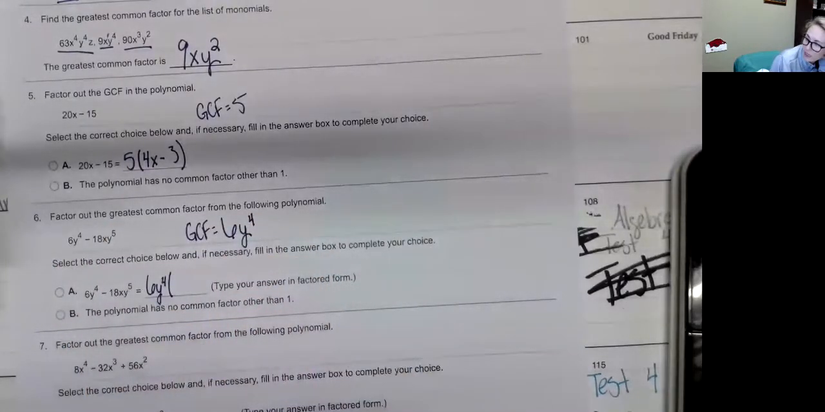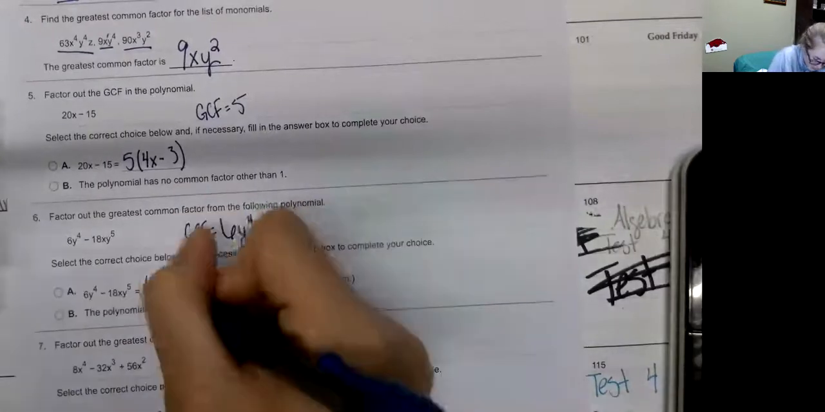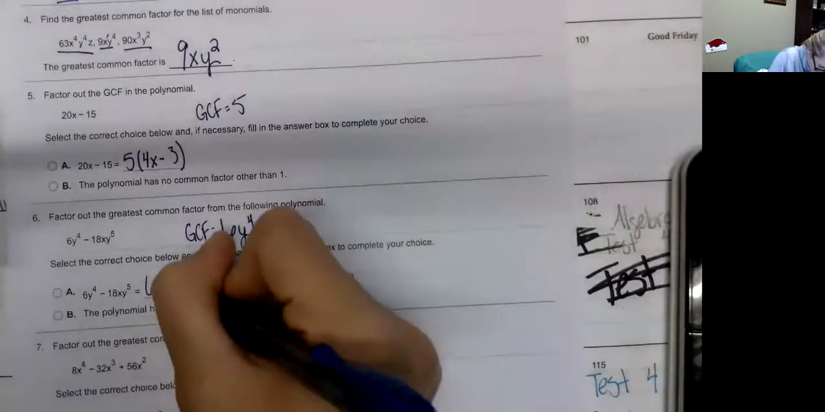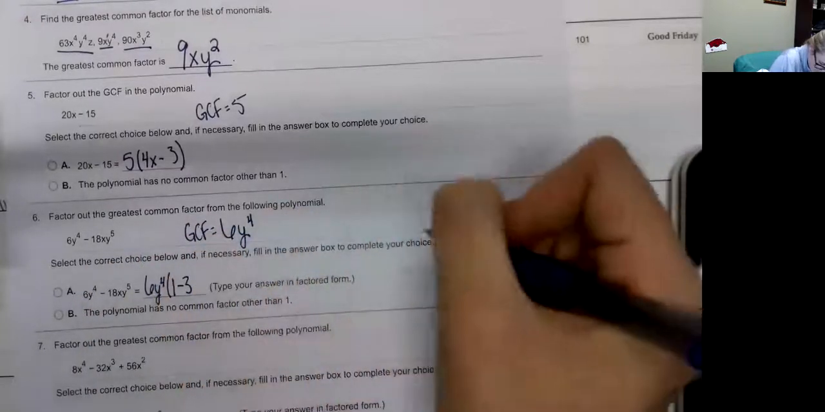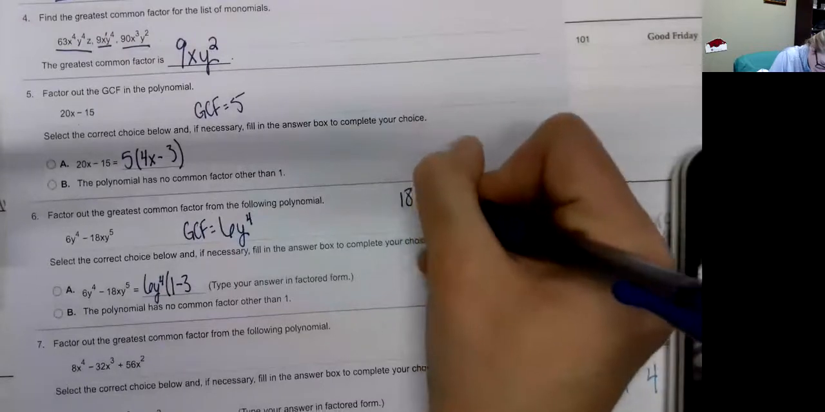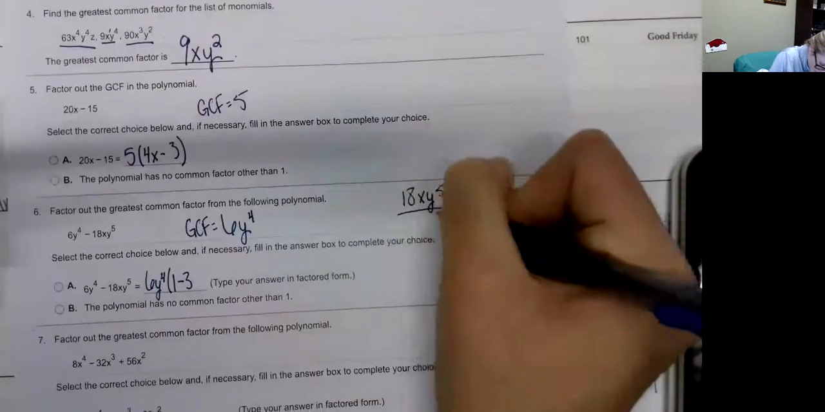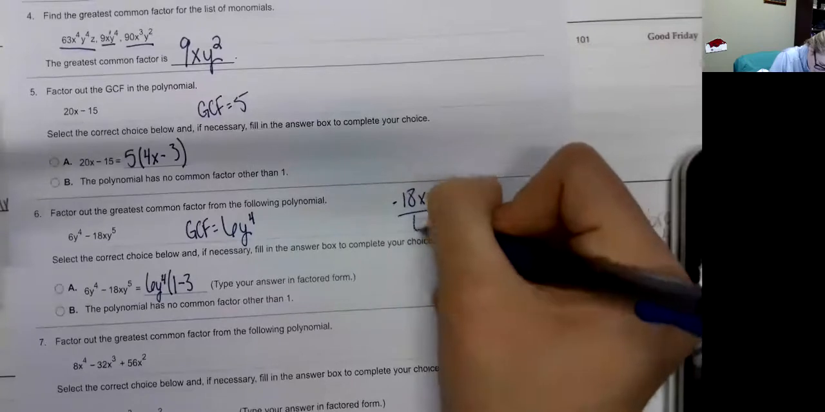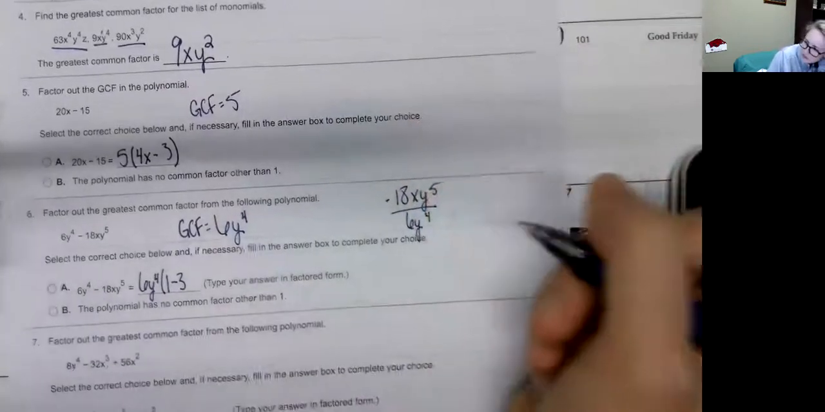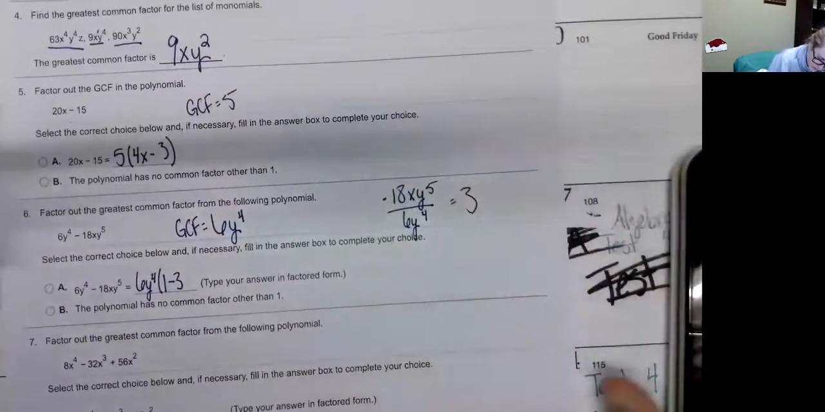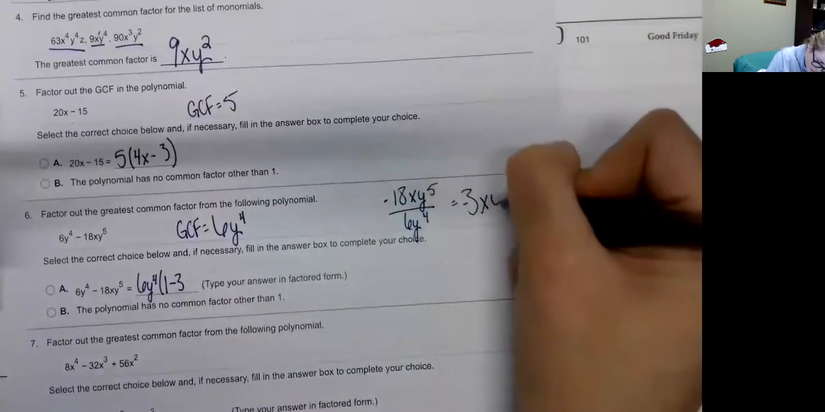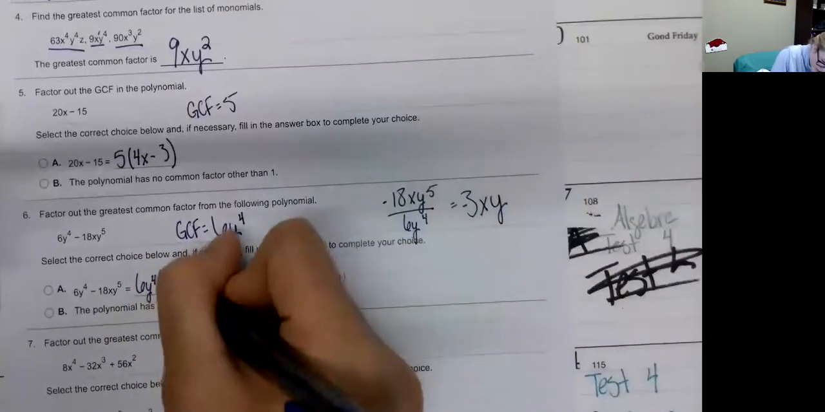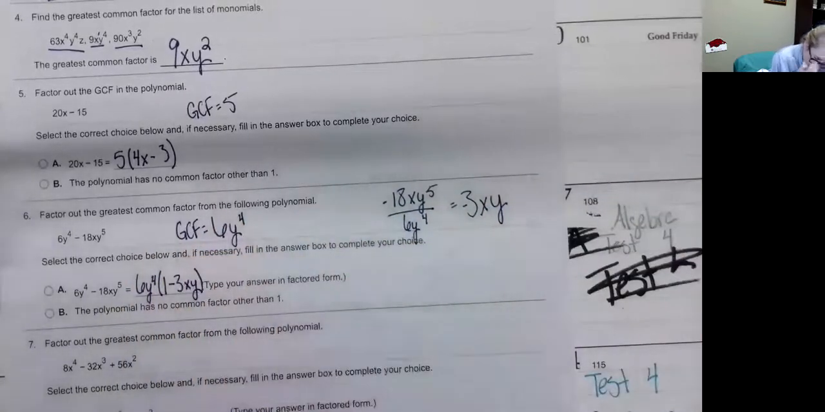6y to the 4th divided by 6y to the 4th, it's the exact same thing. 1. 18 divided by 6 is 3. Here, I have negative 18xy to the 5th divided by 6xy to the fourth. So 18 divided by 6 equals 3. My x stays. 5 subtract 4 is 1, so negative 3xy. And I can multiply that out to check it.